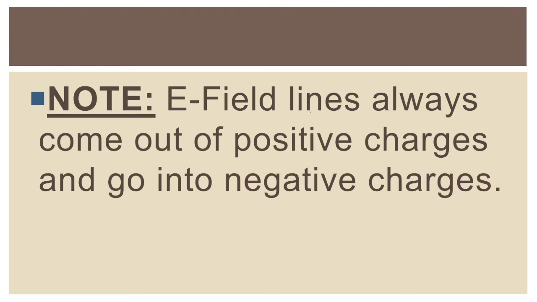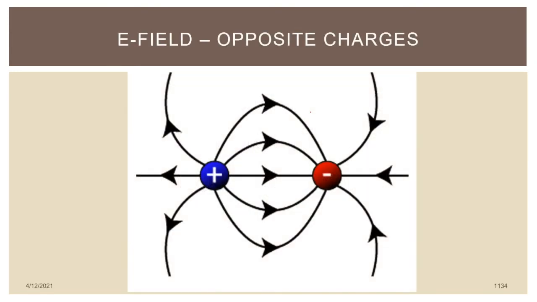We are not only going to look at electric field line diagrams for just a positive and a negative charge, but also for a system of two charges. And so let's take a look at the electric field line diagram for opposite charges, a positive and a negative held together. Now, the first thing we should say is all of the electric field lines come out of the positive charge and go into the negative charge.